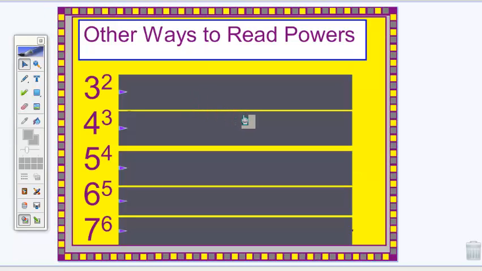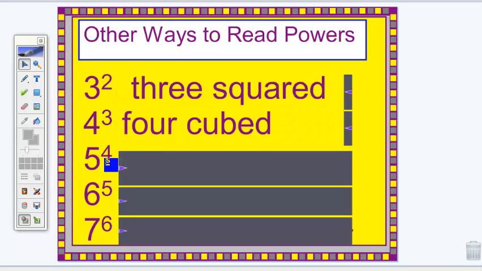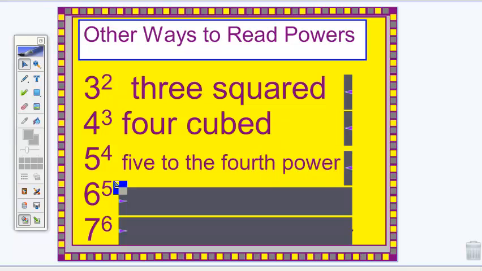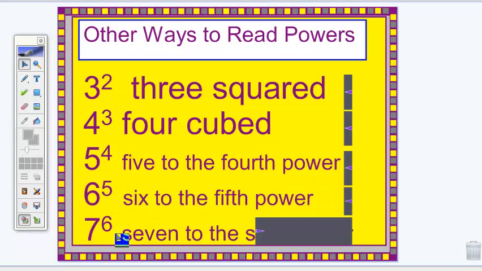Now, how do we read the powers? Here are some examples. This will be 3 squared, 4 cubed, 5 to the 4th power, 6 to the 5th power, and 7 to the 6th power. We could say 3 to the 2nd power or 4 to the 3rd power, but we like to use 3 squared and 4 cubed to specify.